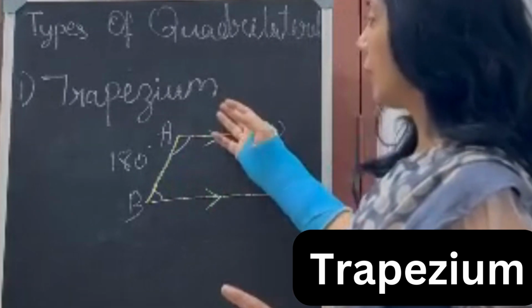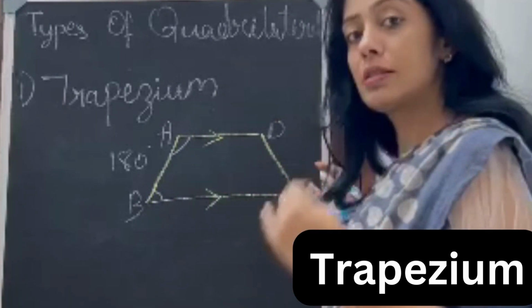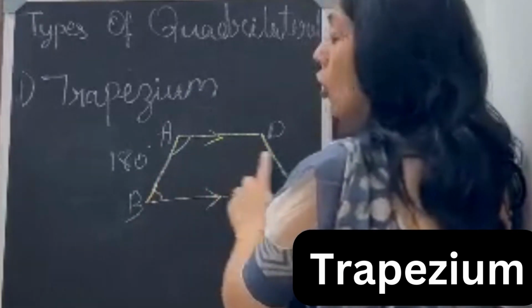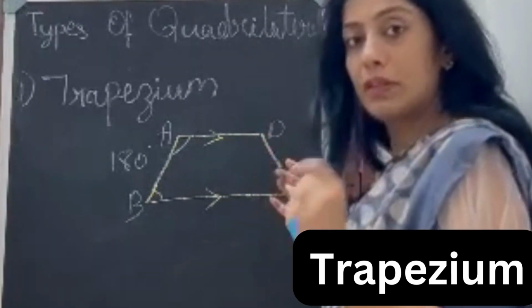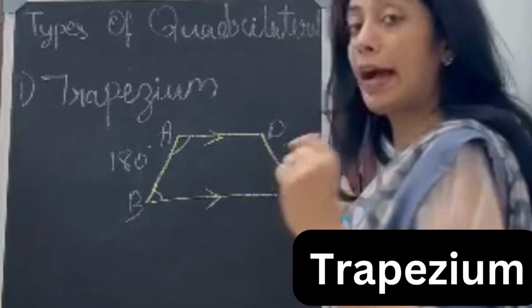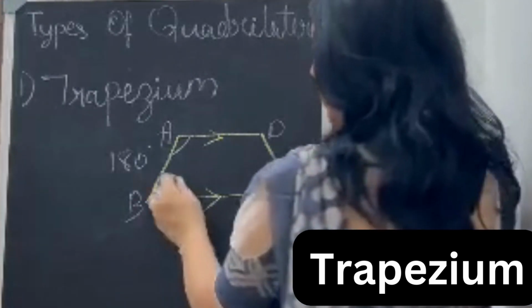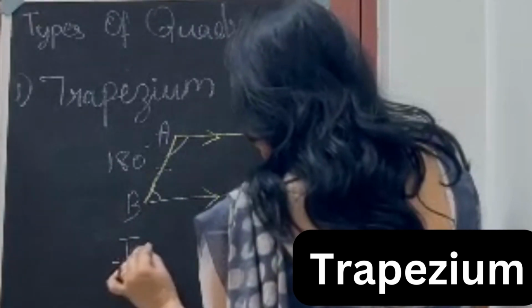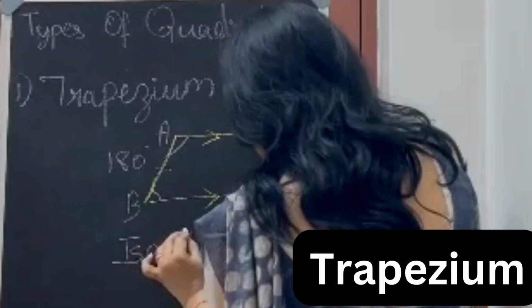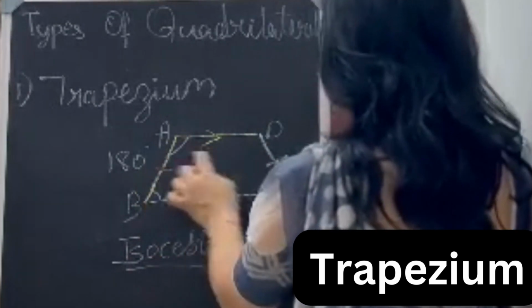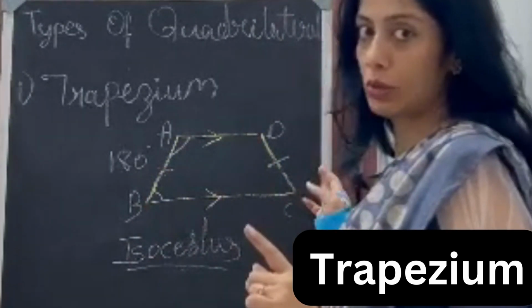In trapezium there is one more type, a subtype of trapezium, and that is if the non-parallel sides are equal to each other, it's called an isosceles trapezium. Please remember this. In an isosceles trapezium, the non-parallel sides are equal to each other.